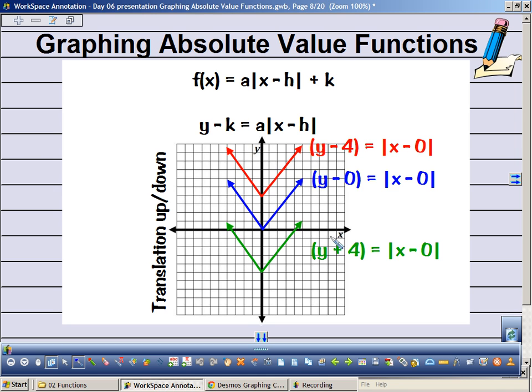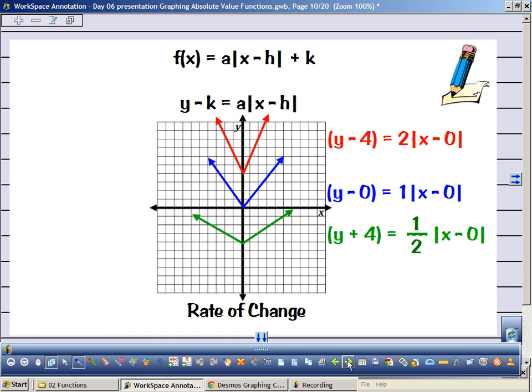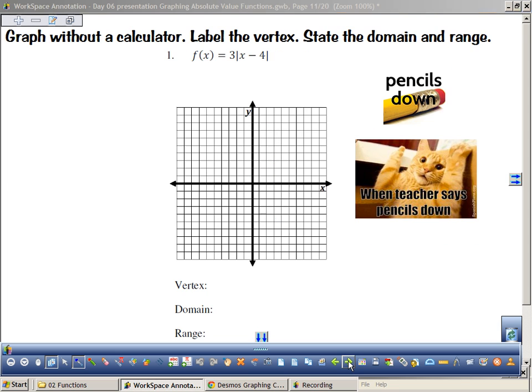Tomorrow we'll put this in your notebook so you have your vertical translation. That's why the y's are changing here in each one of these. These are your horizontal translations. And then these are your rate of change, or how much the slope is changing. Okay, so pencils down. Everybody look up here.